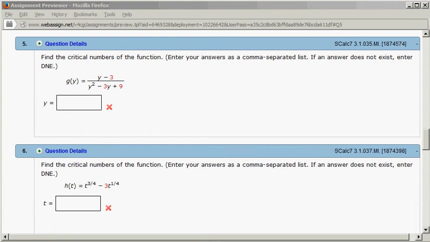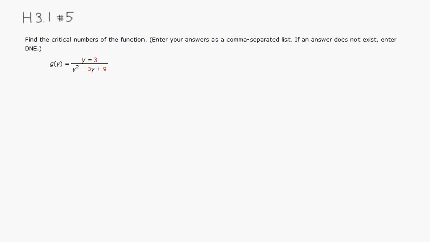Alright, let's look at homework 3.1, problem number 5. We want to find the critical numbers of this function, g of y equals y minus 3 over y squared minus 3y plus 9. So we need to find the derivative, and we're going to have to use the quotient rule.